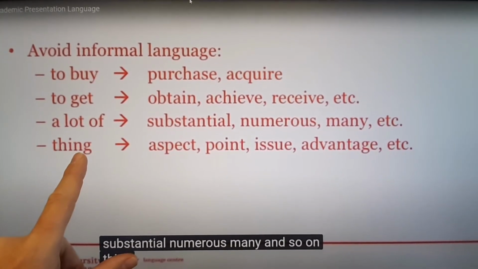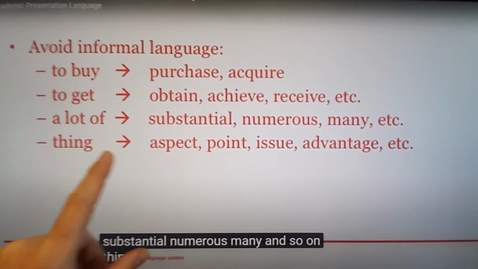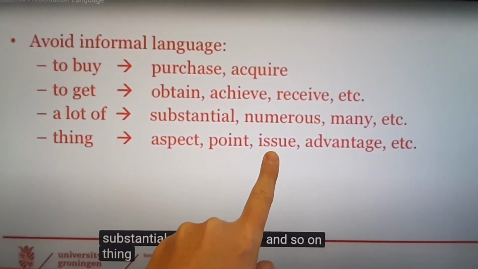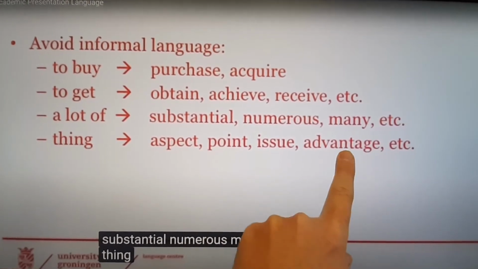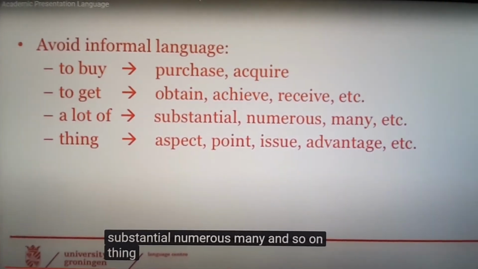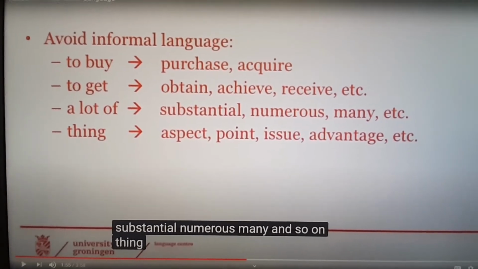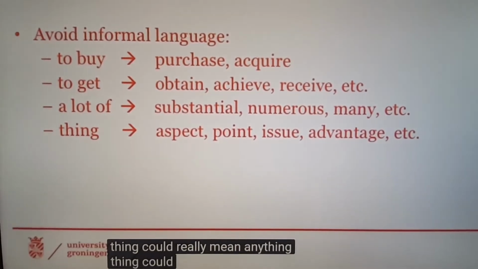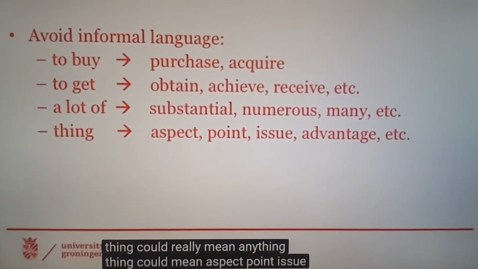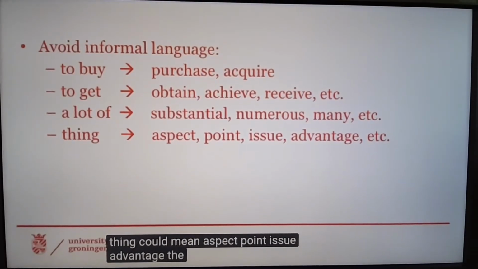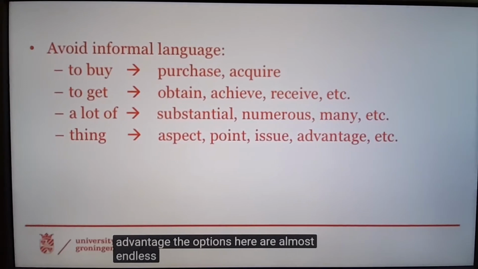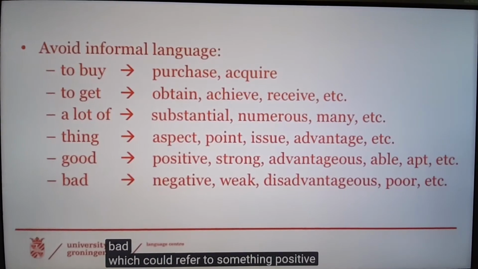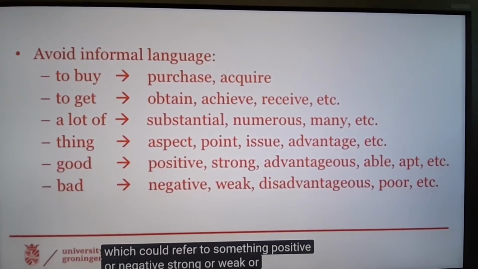And if you're talking about things like a vec or položka, use these words. Like there are many aspects, points, issue. Issue is a problematika, advantage or disadvantage, and so on. Item is a položka. Thing could really mean anything: aspect, point, issue, advantage. The options here are almost endless. The same holds true for good and bad, which could refer to something positive or negative, strong or weak, or advantageous or disadvantageous.